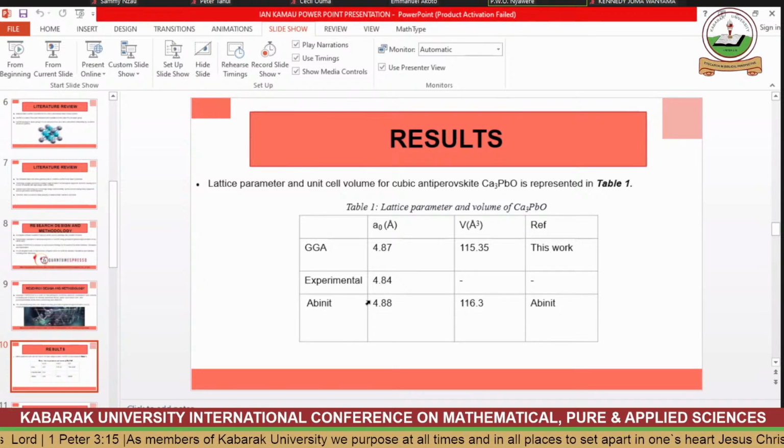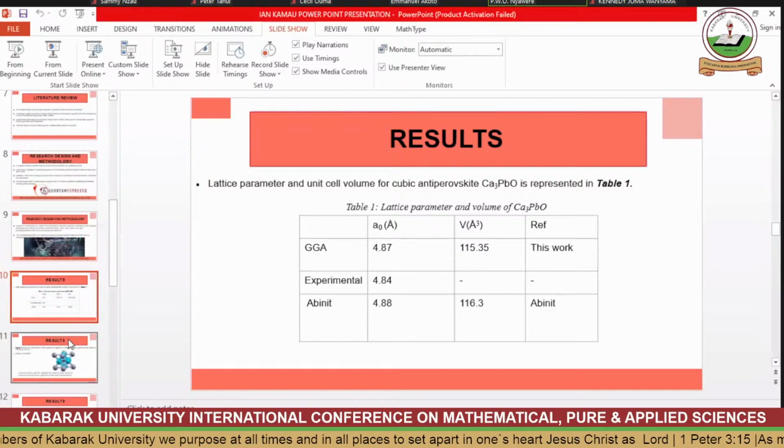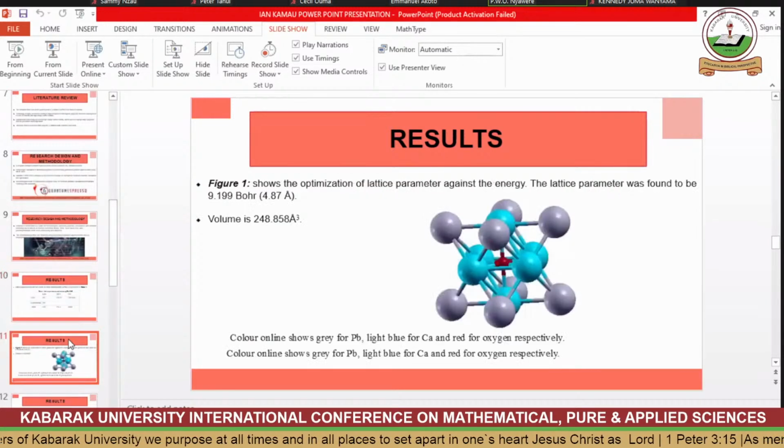So these are the results that we got from this work. As compared to the experimental, it is almost an approximation of what we got, meaning that you're on the correct track, and that what you got by simulations is correct.